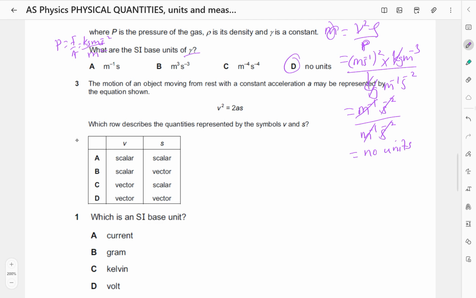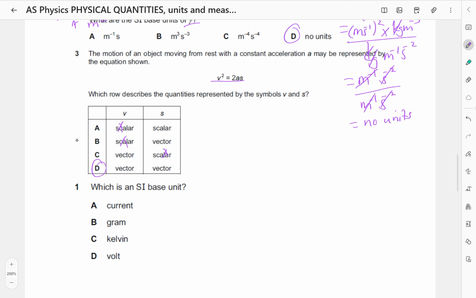The motion of an object moving from rest with a constant acceleration a may be represented by the equation v squared is equal to as. Which row describes the quantities represented by the symbols v and s? V is velocity, which is a vector. Velocity is not a scalar. S is displacement, which is a vector. So s is not a scalar but a vector. So the answer is D. Both of them are vectors.